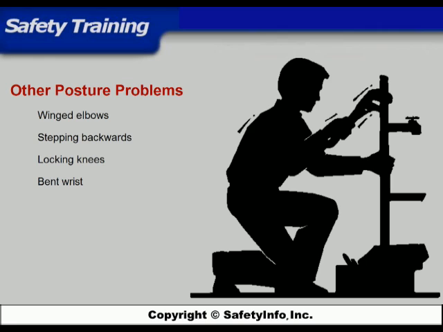The final group of posture hazards include winged elbows that stress shoulder joints and result in poor use of bicep muscles, stepping backwards, which causes loss of balance, displaced gravity, and muscle stress, locking of the knees that stresses the backs of the knees and lowers blood circulation, and bent wrist positions that weakens the grip, therefore requiring excessive force when gripping.